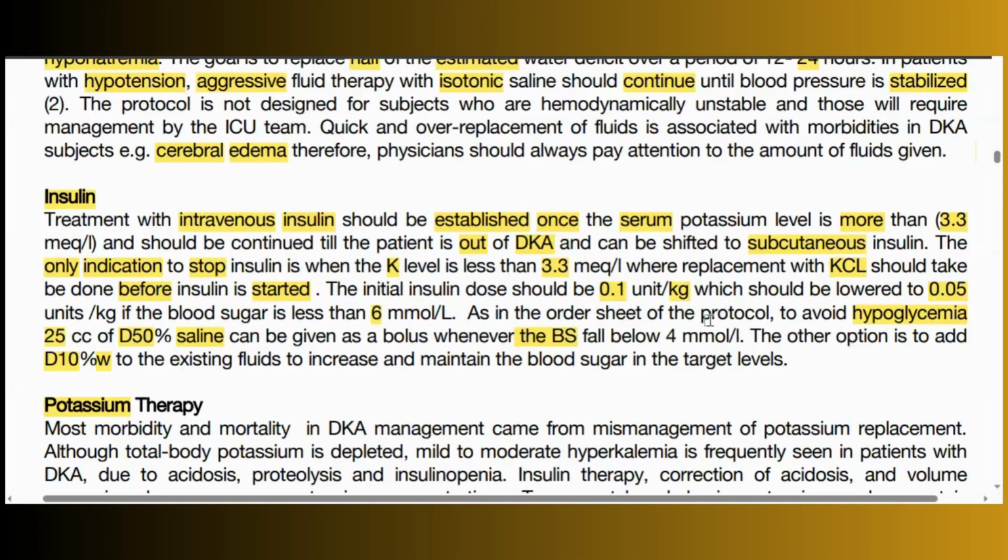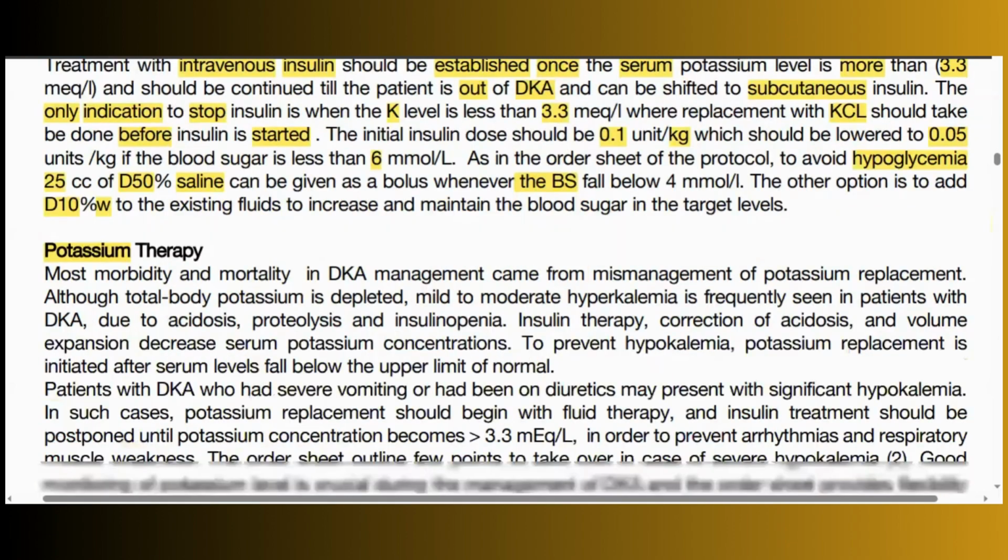So, to avoid hypoglycemia, we can use 25 cc of D50% saline as a bolus whenever the blood sugar falls below 4 millimoles. The other option is to add D50% to the existing fluids to increase and maintain blood sugar in the target level. The potassium therapy.